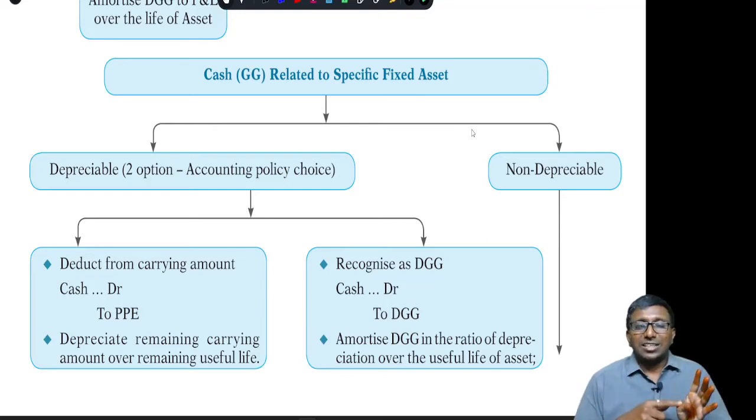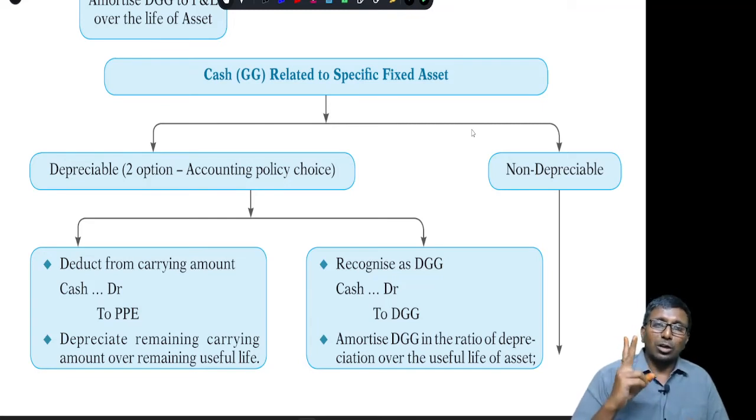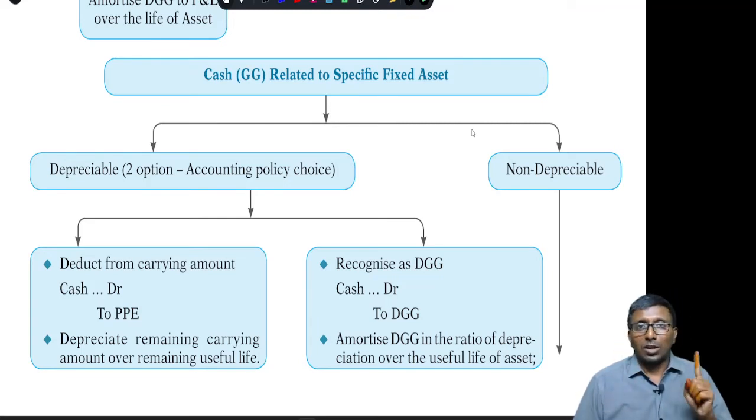Right, if it is related to a depreciable asset, you have two accounting policy choices. One, you can reduce that receipt of cash directly from the cost of the depreciable asset. Yeah, and the remaining amount should be depreciated over the remaining life of the asset.